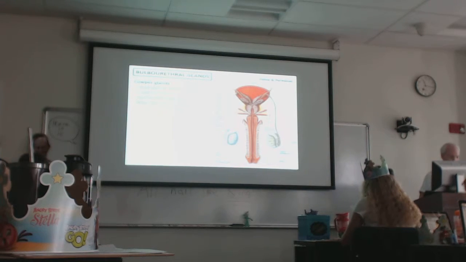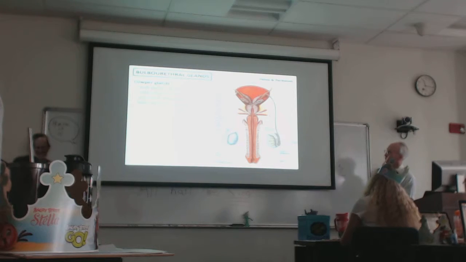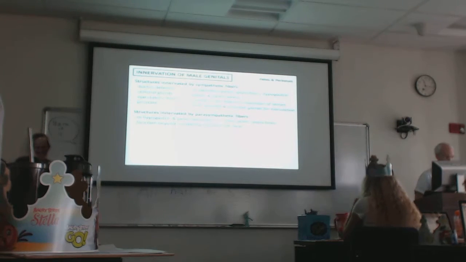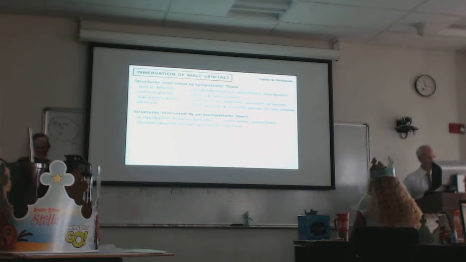We talked about the Cowper glands that release the initial seminal fluid prior to the secretions of the other accessory glands, sort of clearing the way, but small glands located in that membranous urethra. And I'm not sure this is very important. The structure is innervated by sympathetic fibers and parasympathetic fibers.